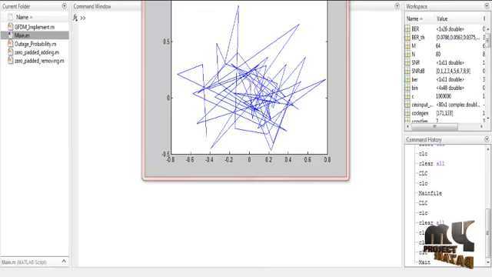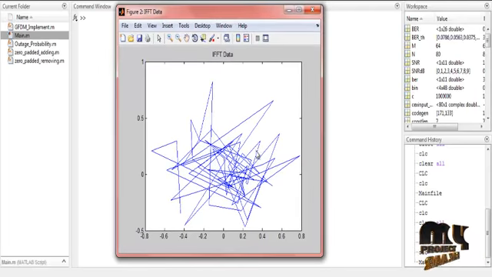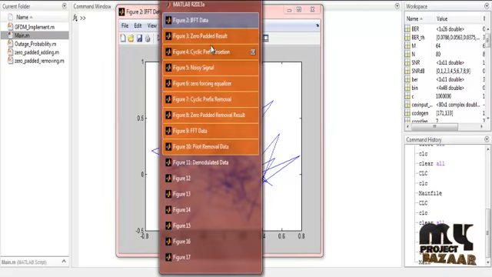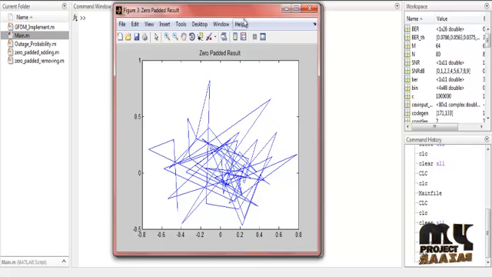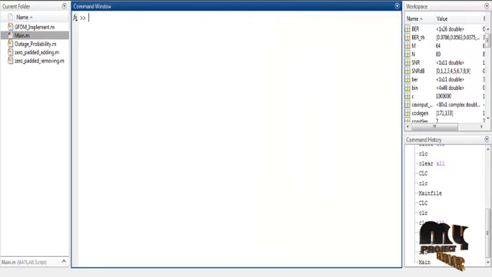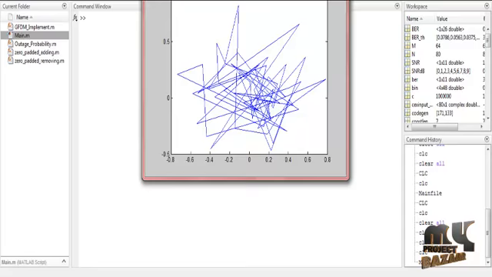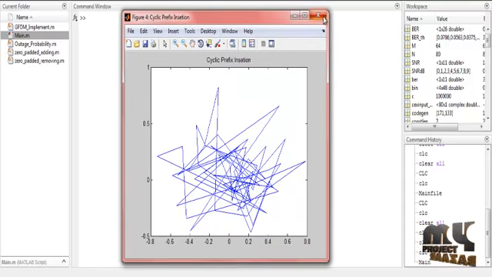The next figure is the IFFT data. The IFFT data is the inverse Fourier transform of the process, and then the zero padding result. Zero padding result means ZP of the process. So that is the zero padding result. And then the next figure, that is the cyclic prefix. So that is the CP insertion of the process.